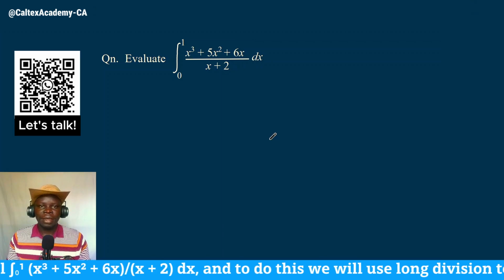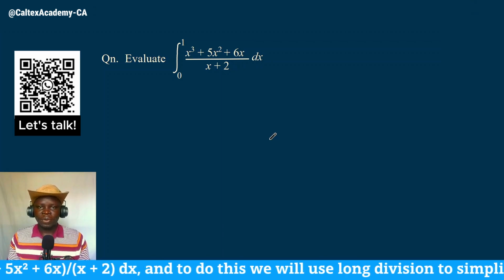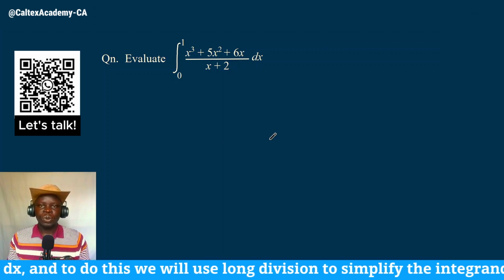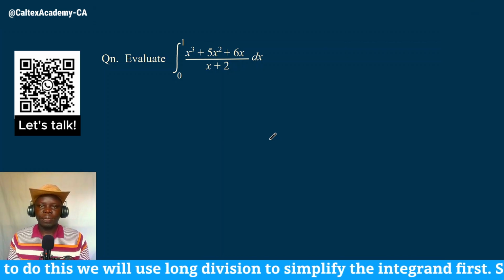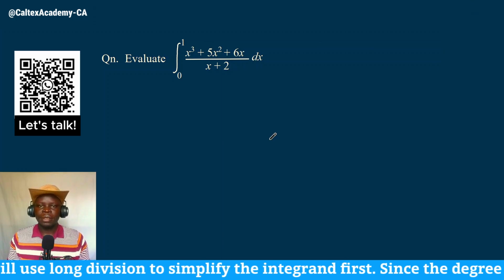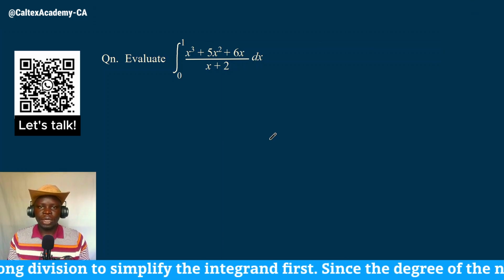Today, on our board, we have an integral question: we're integrating from the limit of 0 to 1 of (x cubed plus 5x squared plus 6x) divided by (x plus 2) with respect to x.